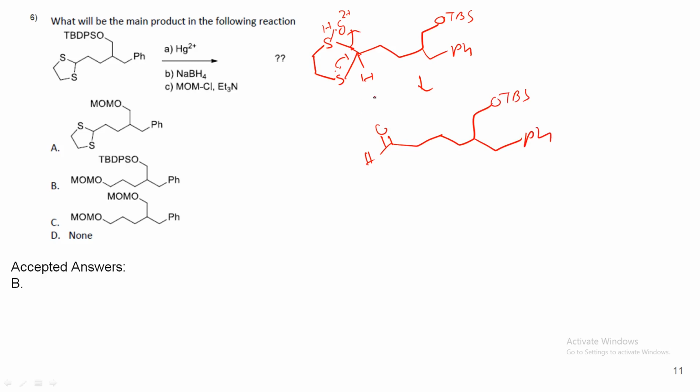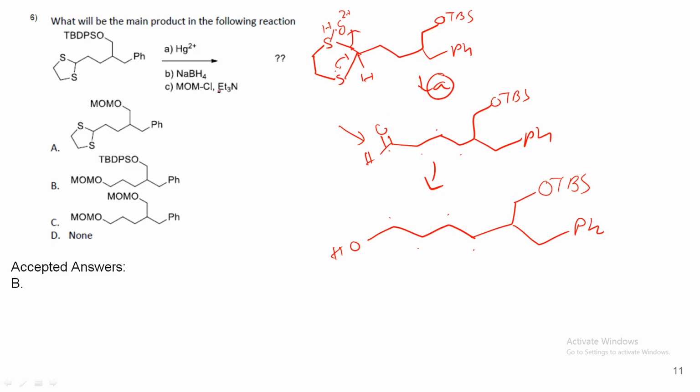So after step A, this should be our product. Now they have done NaBH4 treatment. So what would it be doing? NaBH4 would reduce this aldehyde to its alcohol form. So 1, 4 carbon should be there. Here we have the TPS protection intact. Benzyl is also there.